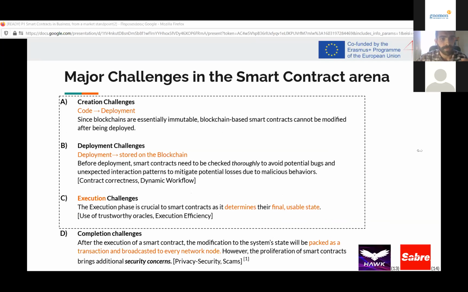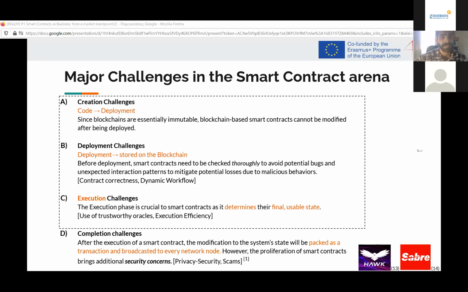And I think this is the last page. I'm going to set out very briefly, if I have the time, the major challenges in the smart contract arena. We have the creation challenges, from the setting and writing of the code to the deployment of the smart contract. It's a very important step, because blockchains, as we said, are immutable and cannot be modified after the deployment. So this is the first step that you should be aware of, at least your IT team.